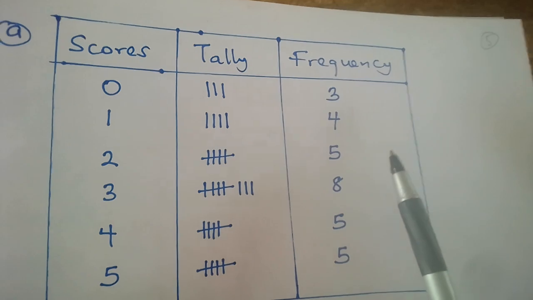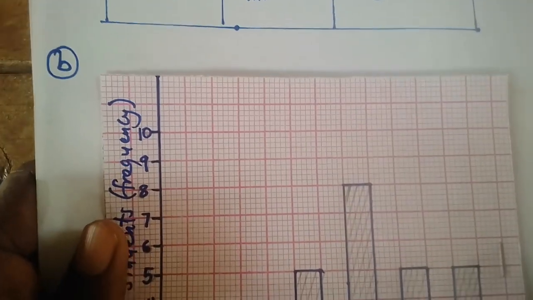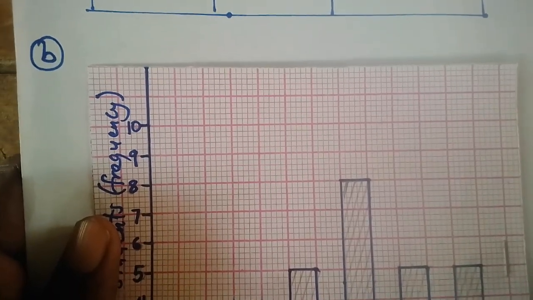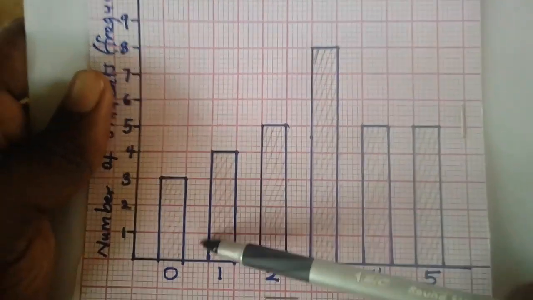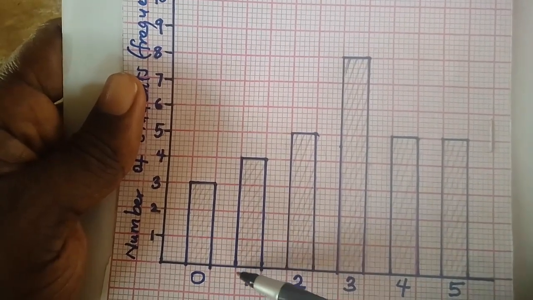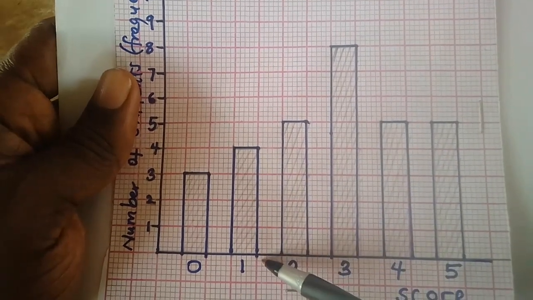Then for those that scored 1, we have 4 students scoring 1, right? So that means you are going to draw a rectangular bar. You leave an equal space, then we draw another rectangle, and that will give us 4 students.